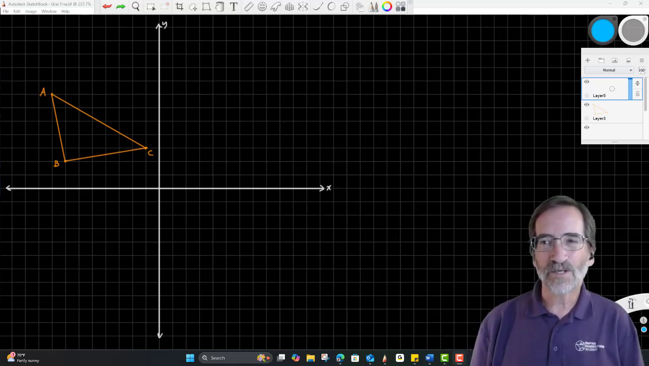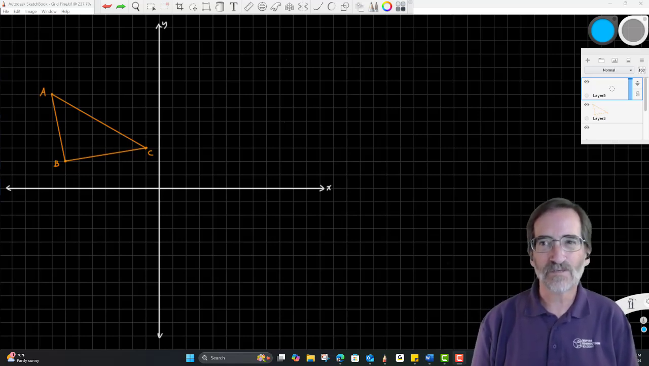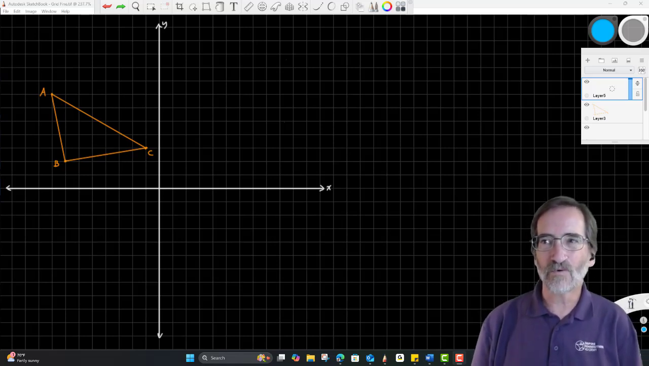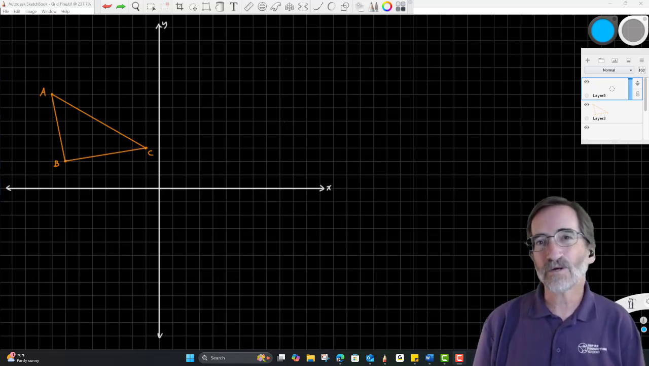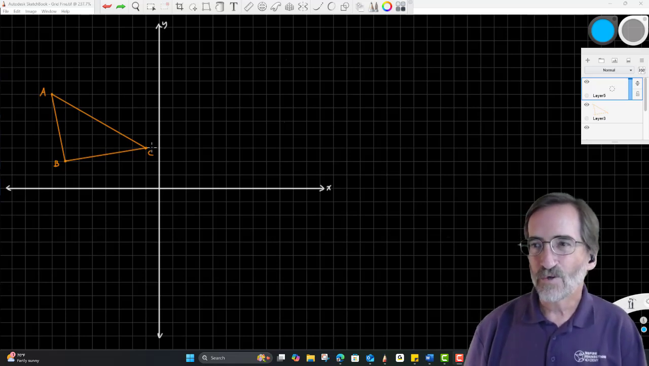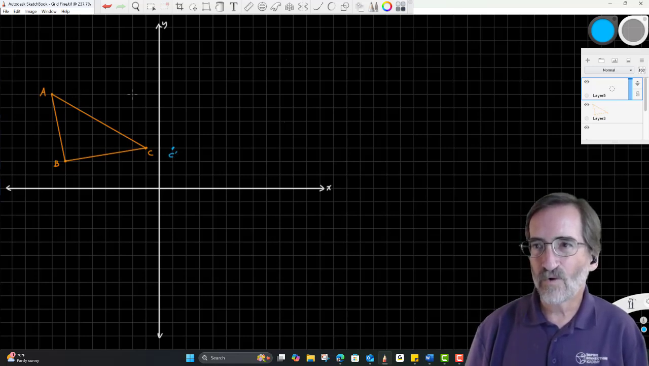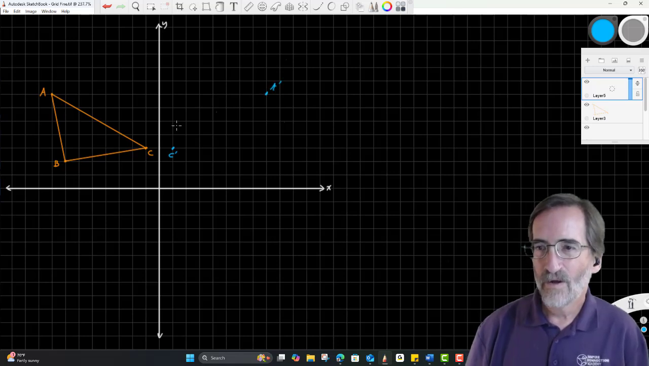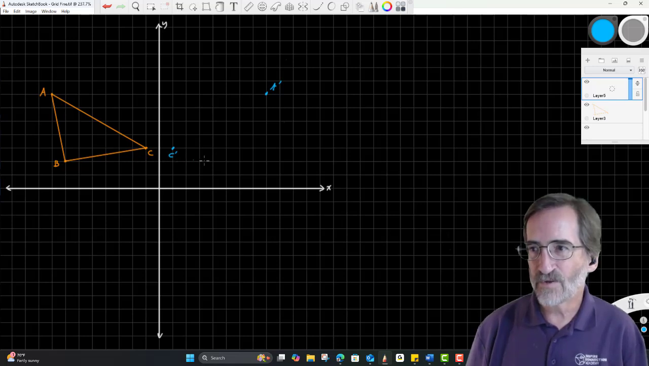I'm going to do what's known as a double reflection. I'm going to take this preimage, ABC. I'm going to reflect it across the y-axis. Then I'm going to reflect it across the line x equals 9. So let's go ahead and do that. I'm just going to do it visually. C is 1 to the left, so C prime is 1 to the right. A is 2, 4, 6, 8 to the left, so A prime is 2, 4, 6, 8 to the right. B is 2, 4, 6, 7 to the left, so B prime is 2, 4, 6, 7 to the right.